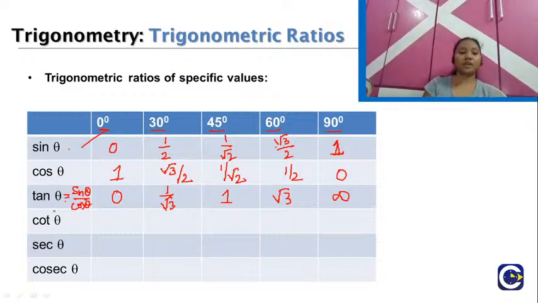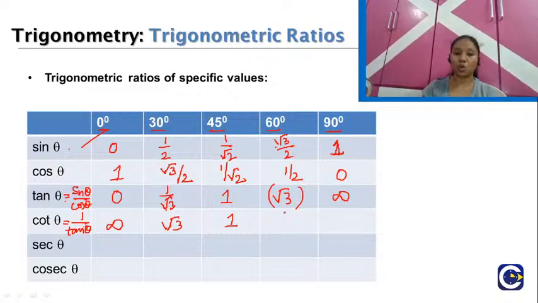The next trigonometric function is cot. Cot can be written as 1 by tan theta, so reversal of it. So 1 by 0 will be infinity. 1 by root 3 will be root 3. And 1 by 1 here will be 1. And here it is root 3, so 1 by root 3. And here if you observe, 1 by infinity, and 1 by infinity is nothing but equal to 0.